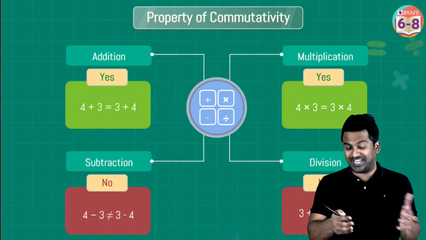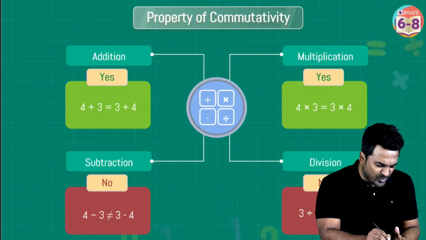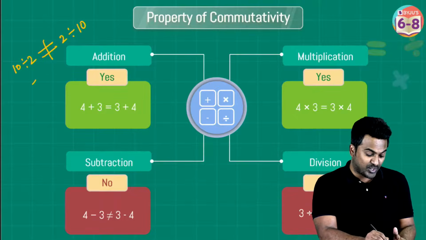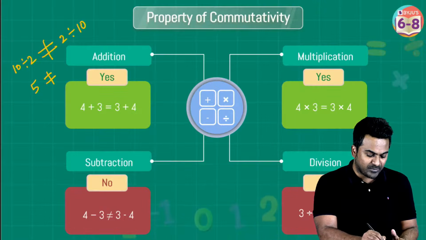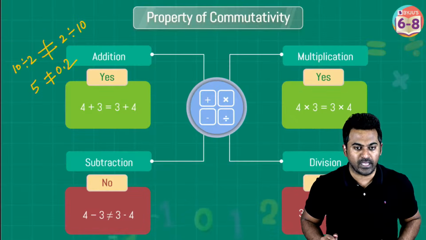Again, the property of commutativity also doesn't apply to division. Take some numbers, check it out yourself. Let's say 10 divided by 2 is not going to be equal to 2 divided by 10, because 10 divided by 2 is going to be 5, and 2 divided by 10 is going to be 0.2 once you make the calculations.